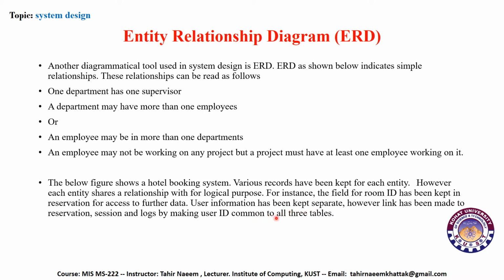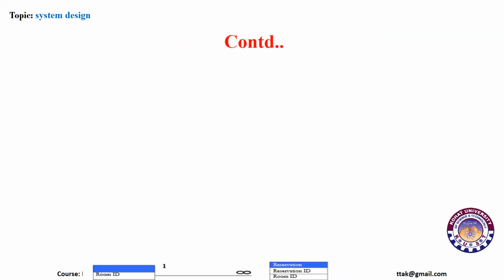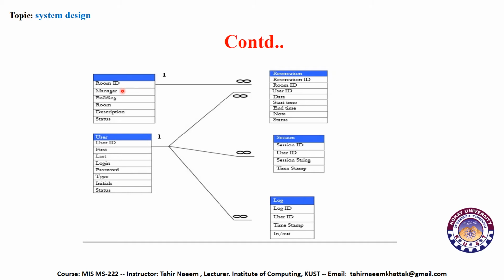User ID is common to all the tables. Look at this table. There are different relationships through user ID. Look here, this is all the information regarding the user. First of all, he must have been issued a user ID, with his first name, his last name, his login name, his password for the login, type, initials of the employee user, and the status of the user.